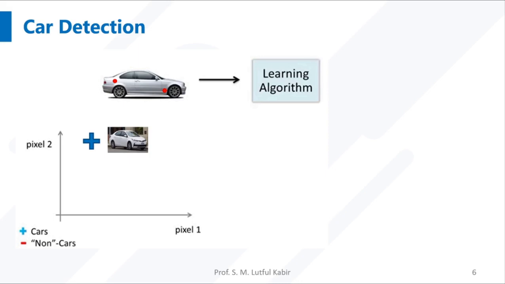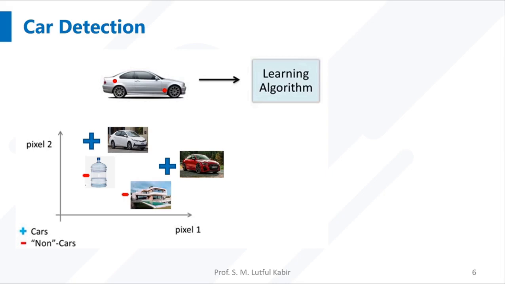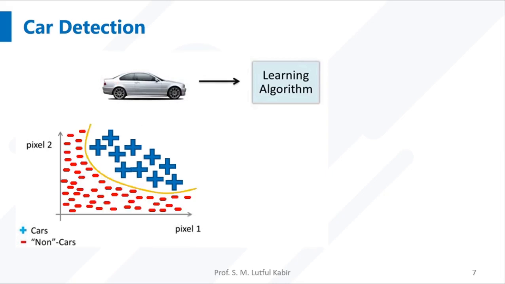So let's take a different example of a car, and here look at the same 2 pixel locations. That image has a different intensity of pixel 1 and a different intensity of pixel 2, so it ends up in a different location on the figure. And then let's plot some negative examples as well. If we do this for more and more examples, using the pixels to denote cars, the points may look like this one, where there is a decision boundary, and you can easily see the decision boundary is nonlinear.